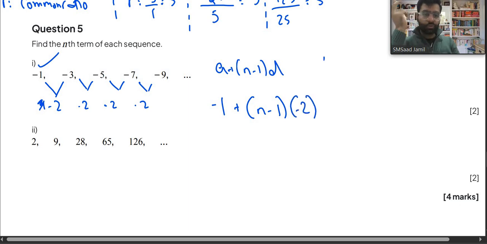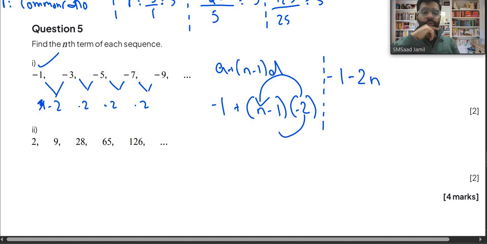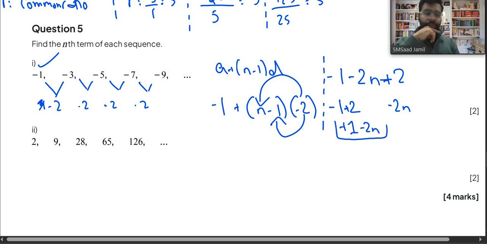Now my students tend to say I teach very fast, so I'm going to teach this part slowly. Write negative 1. Negative 2 will multiply with n, it will become negative 2n. Negative 2 will multiply with negative 1, it will become positive 2. Okay, so negative 1, positive 2 and negative 2n. This becomes positive 1, negative 2n. This is going to be your final answer.